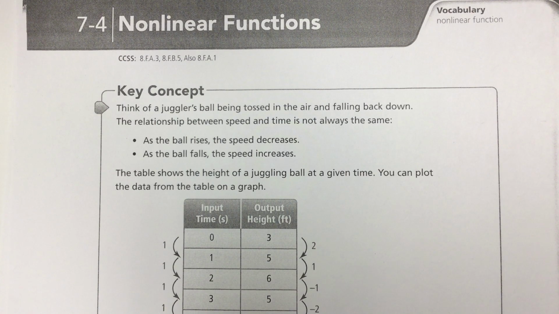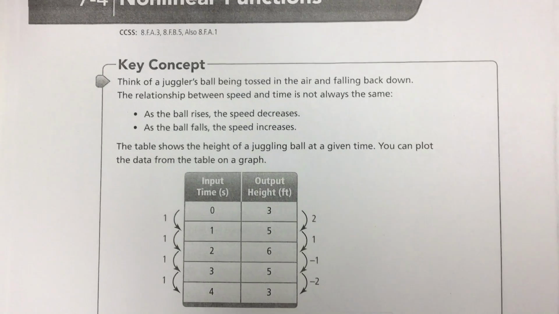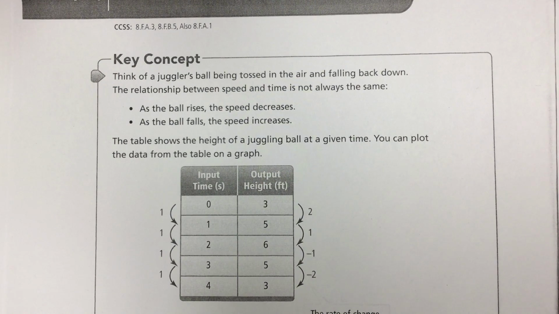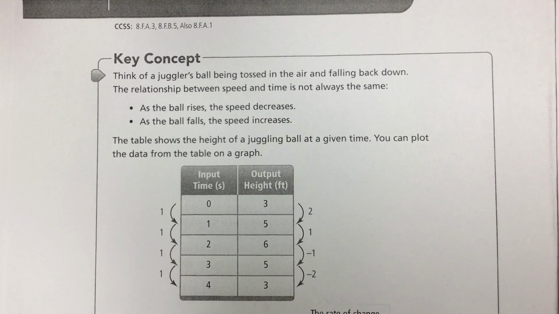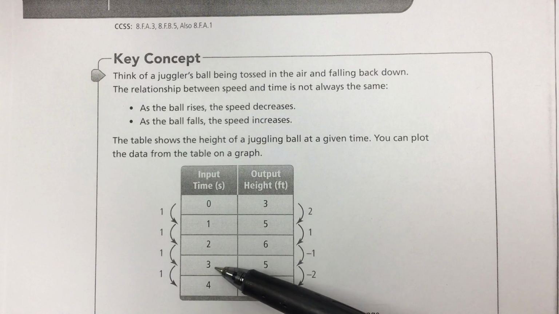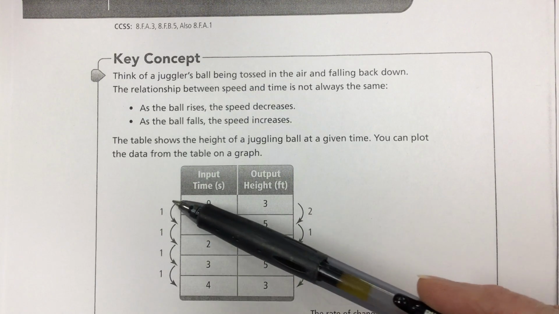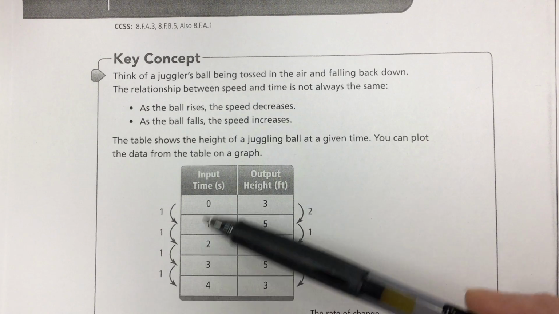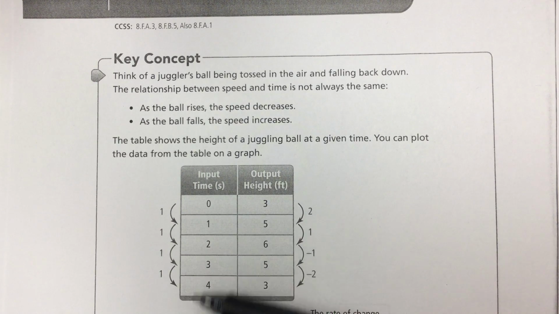The table shows the height of a juggling ball at a given time. You can plot the data from the table on a graph. So let's look at this table. We see we have the input in time, 0, 1, 2, 3, 4. You see it is changing by 1 every time. We're adding 1 each time. So the input is constant.